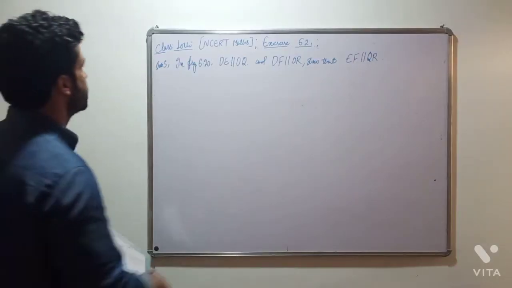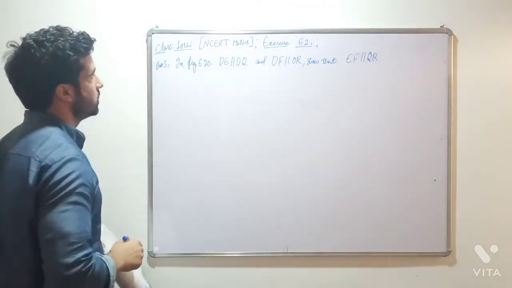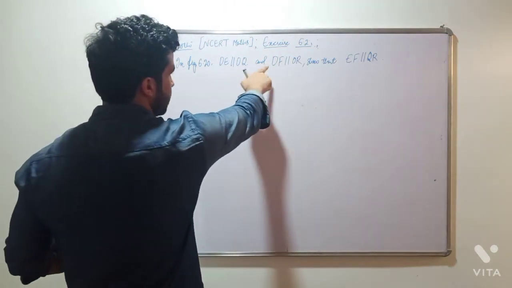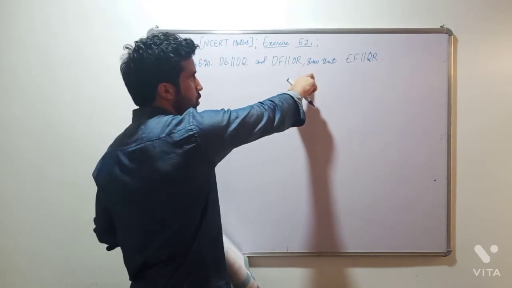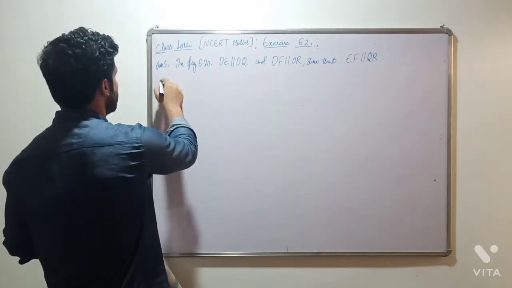Now see, this is question number 5 and we have been given here figure 6.20, and in this figure we have DE parallel to OQ, DF parallel to OR. We have been asked to show that EF is parallel to QR. So let's come to the solution.